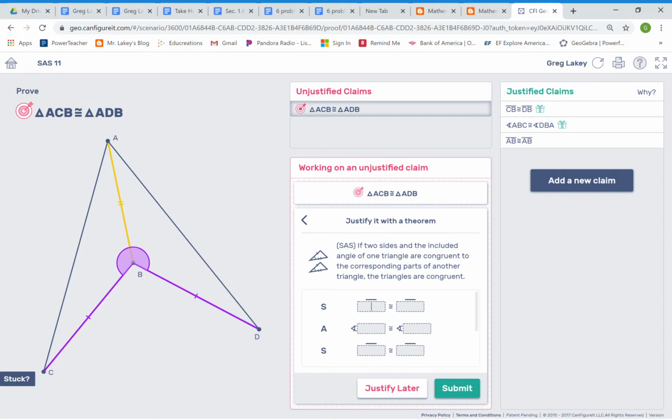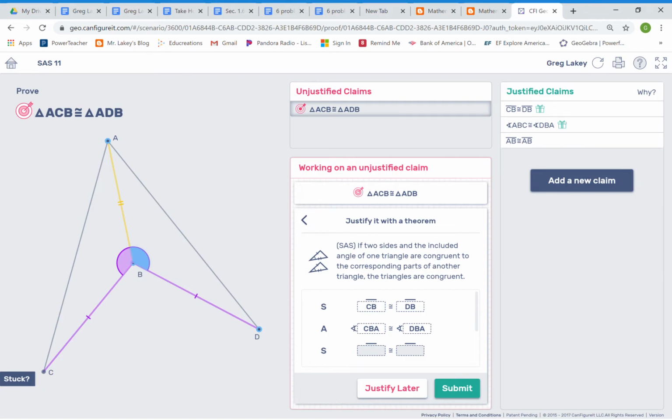So for the side, I'm gonna go triangle ACB. That's on the left. So the side for that one, I'm gonna do the purple hash mark first. CB is congruent to DB on the other side. Then the angle CBA is congruent to the angle DBA.